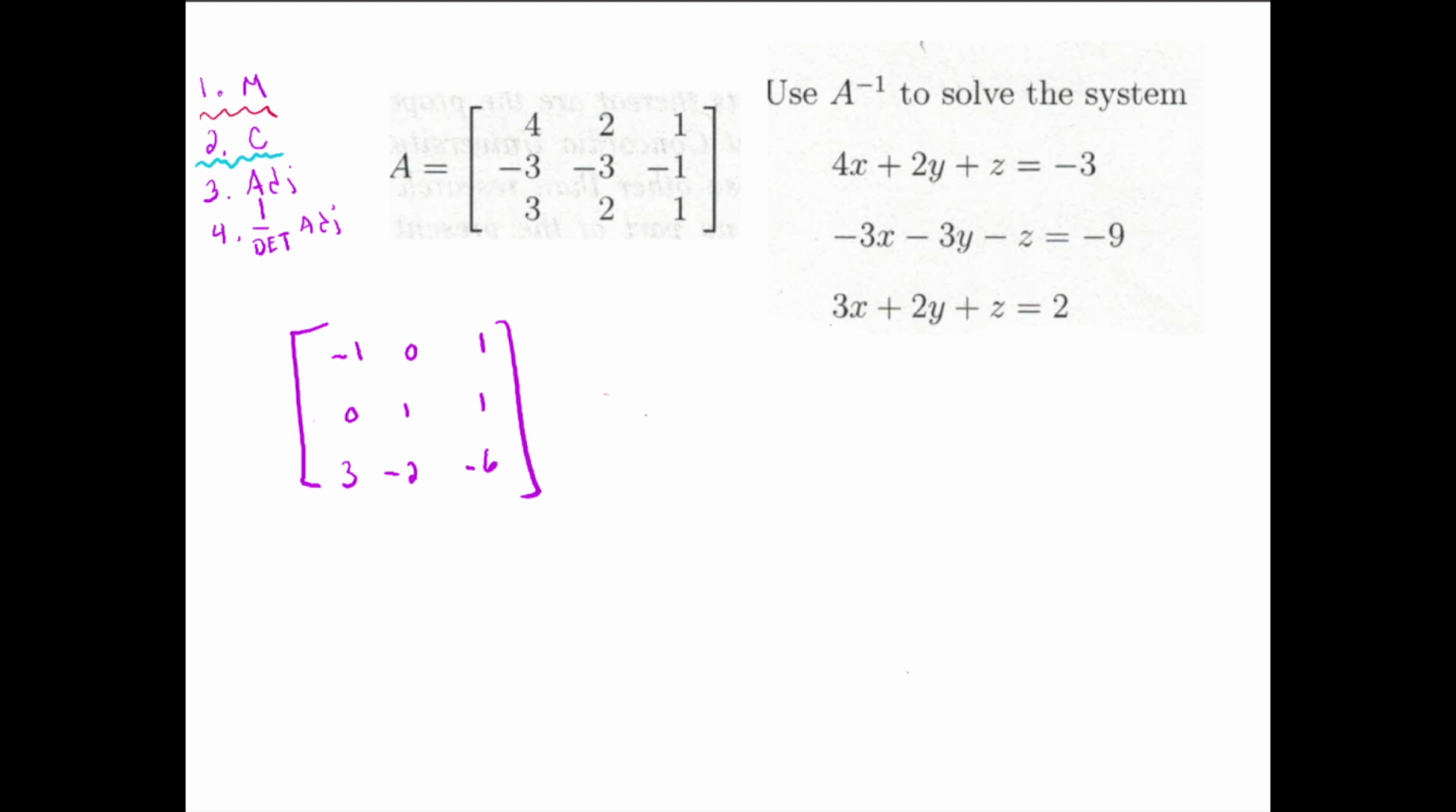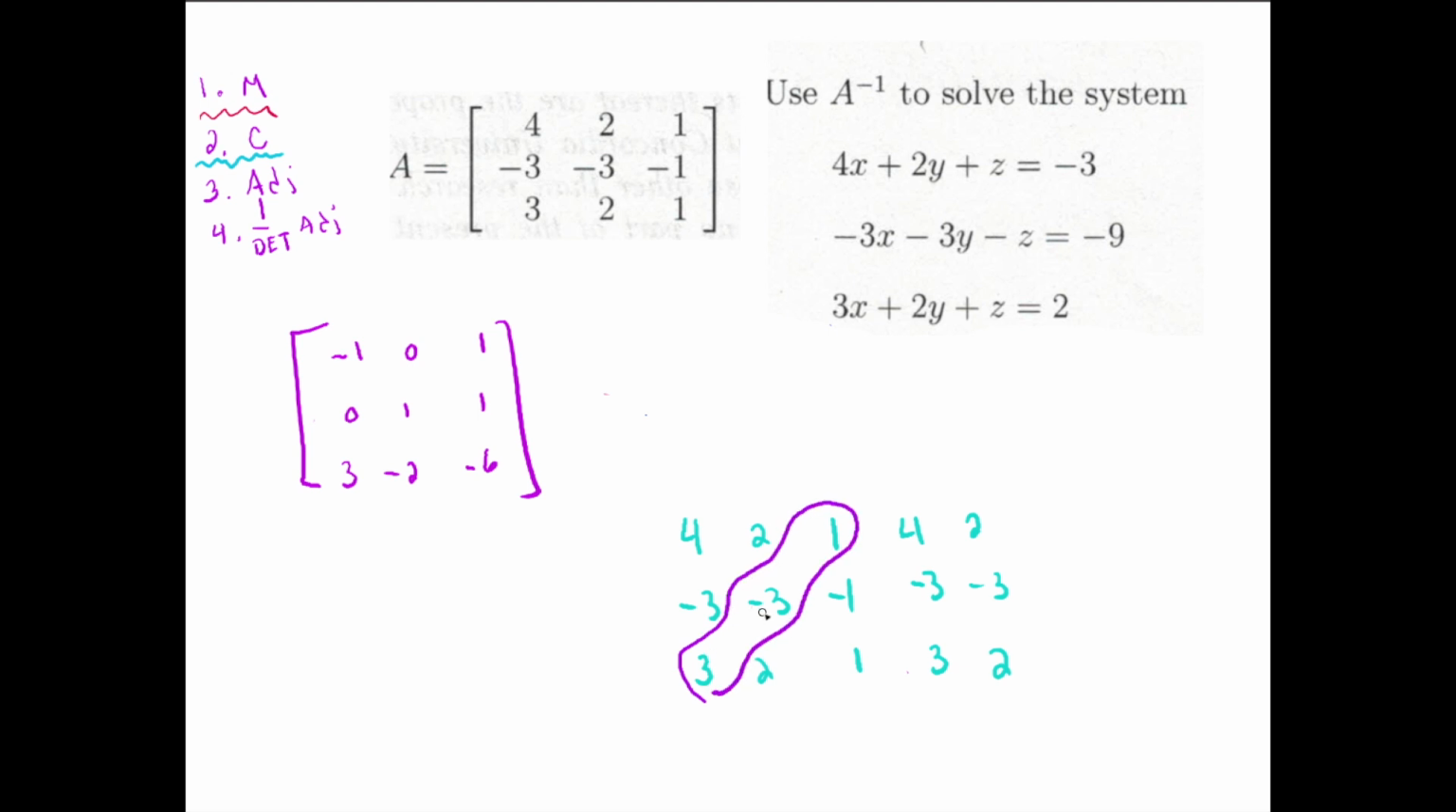So to find out what the inverse of A is, we need to figure out what the determinant is. And we're just going to use Sarrus's rule for that. So we have 4, 2, 1, -3, -3, -1, 3, 2, 1, and we're going to expand that. So take the first two columns and rewrite them: 4, 2, -3, -3, 3, 2.